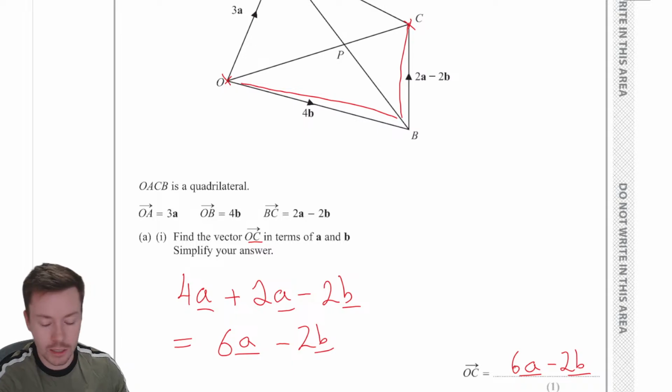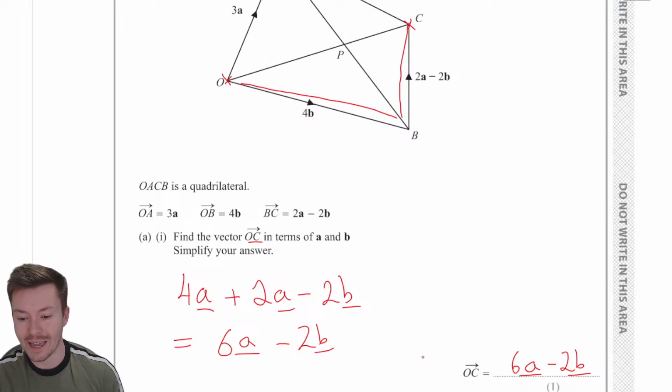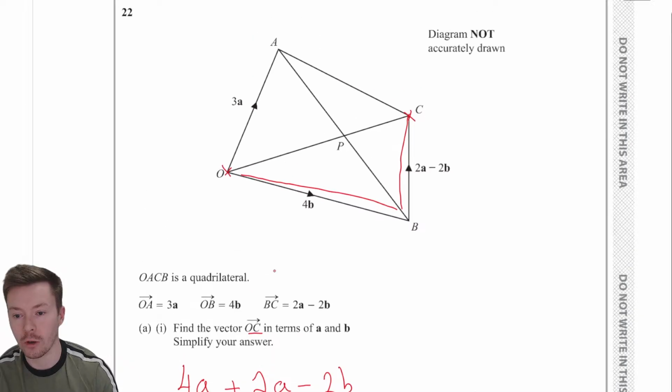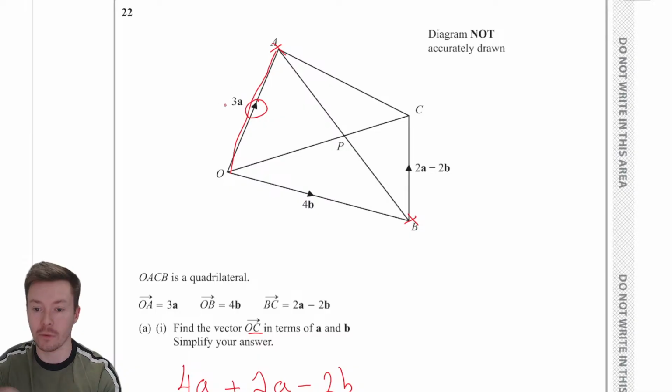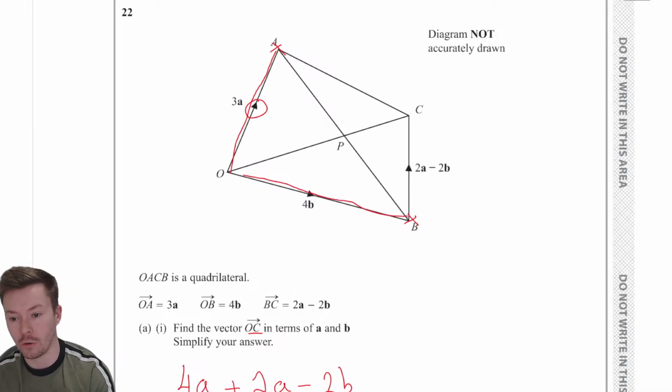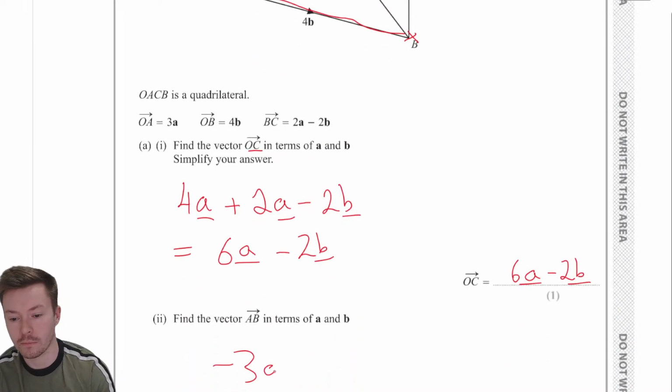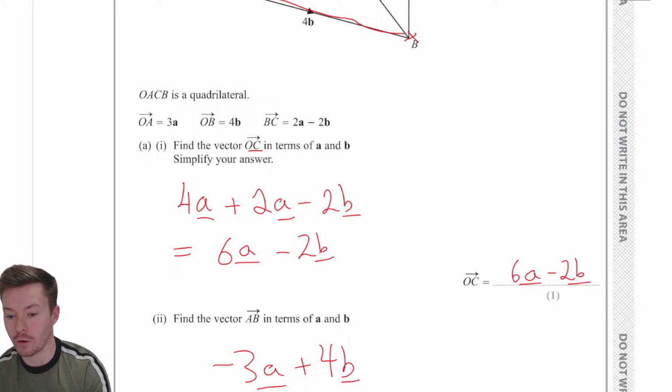Right, the next thing we need to do is find the vector AB in terms of a and b. I'll rub out the other lines I've done. We need to get from here to here, so we're going to go down this way. Now we're going in the opposite direction to that arrow, which means it's going to be the negative of that vector. And then we go along this way, so it's minus 3a plus 4b. We can't simplify that because there are no more a's and b's, so that is just our answer: minus 3a plus 4b.